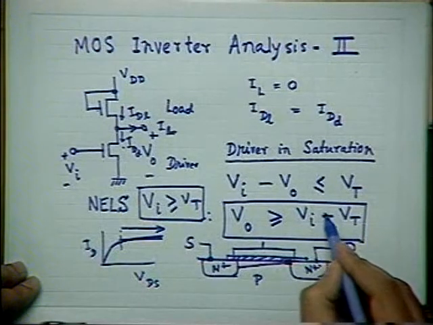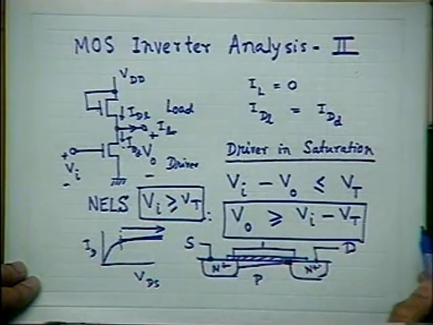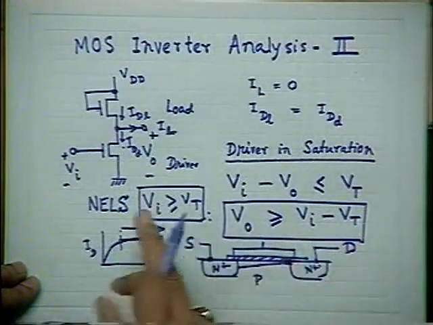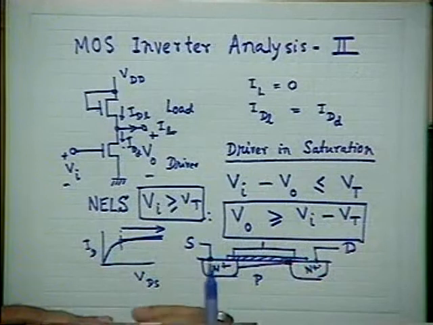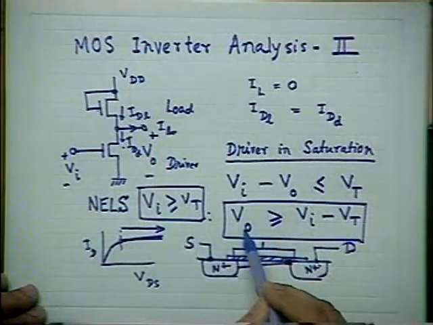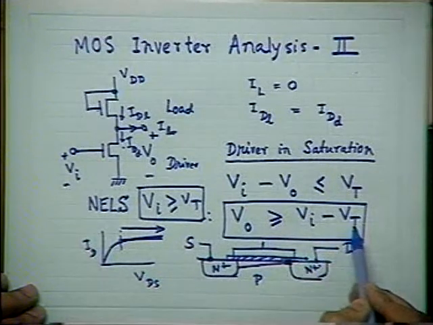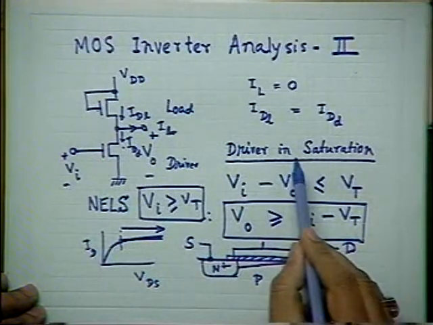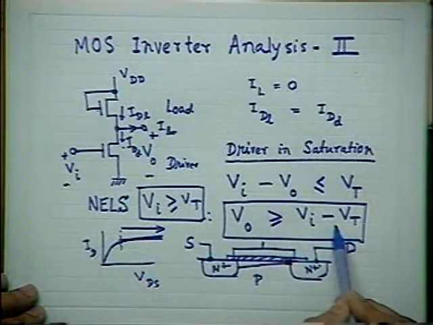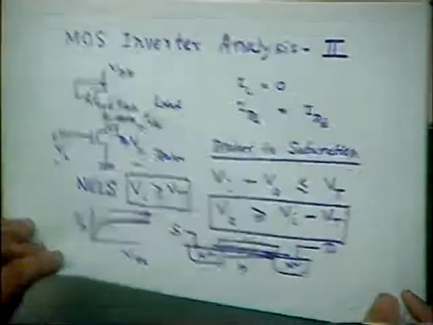And why does the saturation take place? The reason is simply what I mentioned in the earlier class. So please take this particular correction: by mistake I wrote plus here, and there was a confusion in the last class. It should be corrected: the borderline between saturation and the triode or linear region of the driver transistor is VO equal to VI minus VT. When VO exceeds this, the driver is in saturation, and when it is less than this, the driver is in the triode.